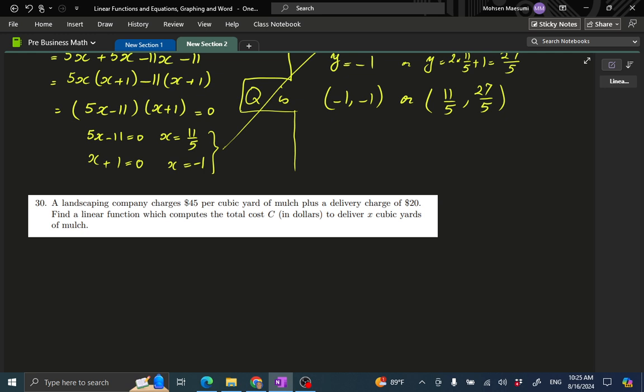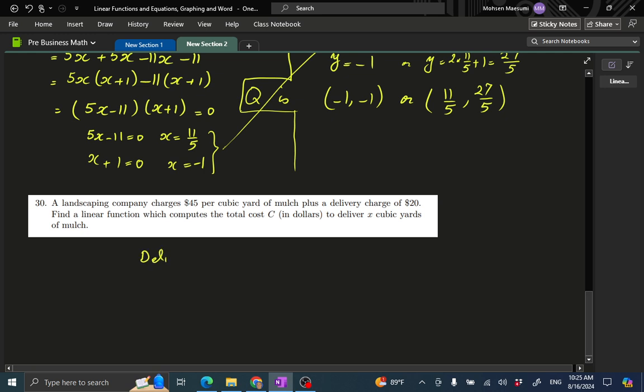So regardless of how much you order, the delivery charge is a fixed amount. Well, assuming that you're not delivering 1,000,000 tons of mulch, just a reasonable amount, delivery is $20, and the mulch itself is 45 per cubic yard.